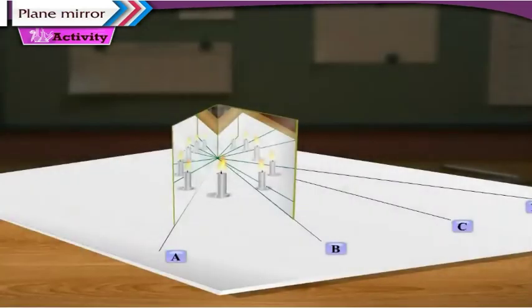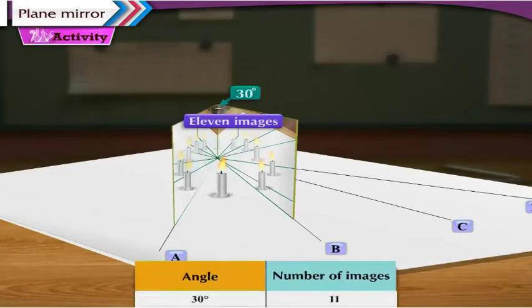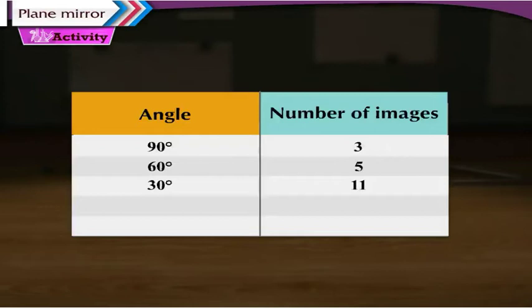Next, shift the mirror placed on OC to OB such that the angle between two mirrors is 30 degree. This time we see 11 images of the candle. In the same way, if we keep two mirrors at an angle of 45 degree, then we get 7 images. And if we keep two mirrors at an angle of 120 degree, then we get 2 images of the candle.